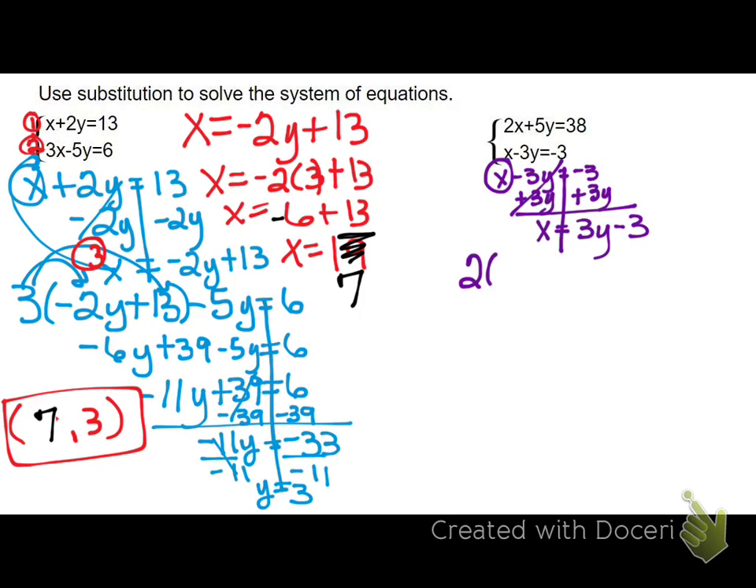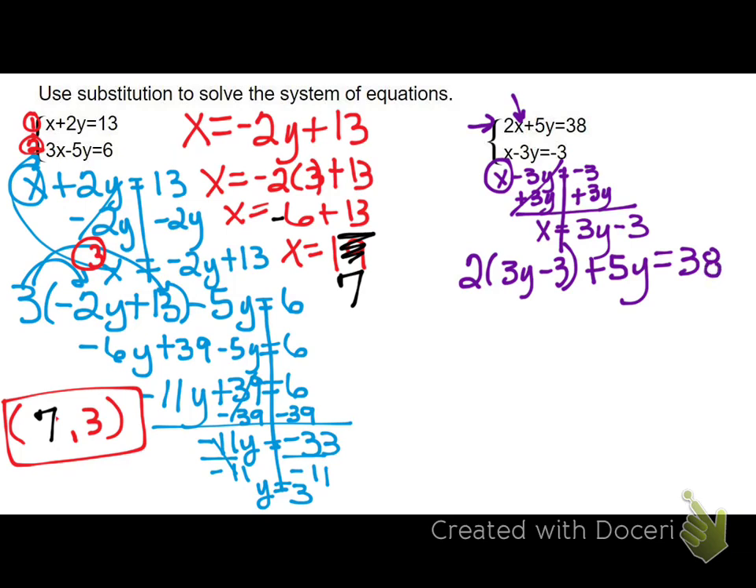Okay, so back to my other problem. Good catch. So I'm going to substitute for x. What do I substitute for x? Perfect. Then what? Remember, I'm substituting into this equation up here, so what comes after x? 2, plus 5y equals 30. There you go.